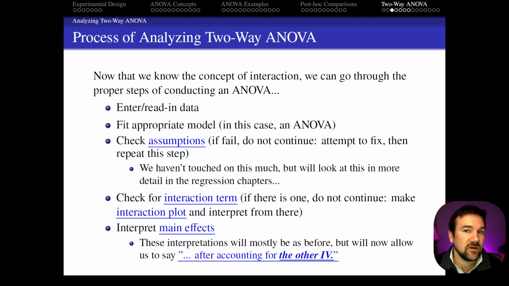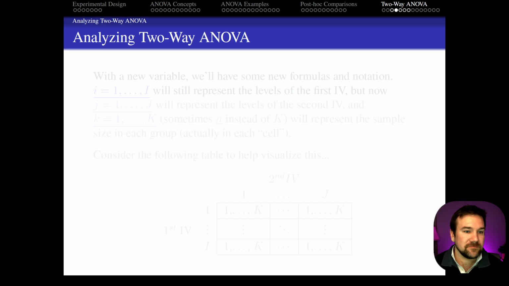So I would include gender, and then if there's no interaction effect, I can interpret race, and the interpretations of race, significant or not, would be after accounting for gender. And of course, if there is an interaction effect, I simply make a plot and then interpret that interaction plot.